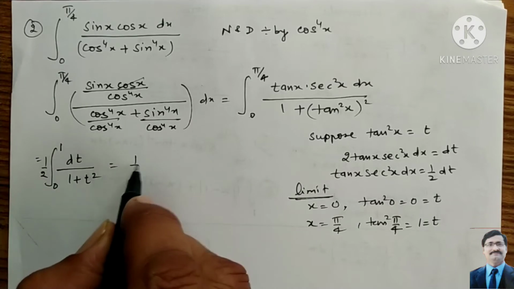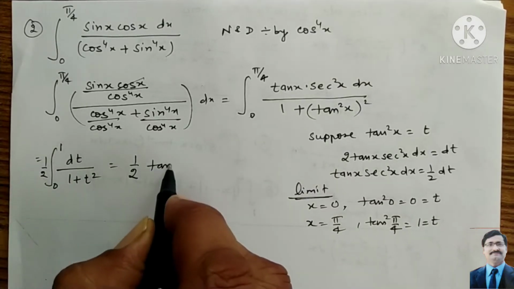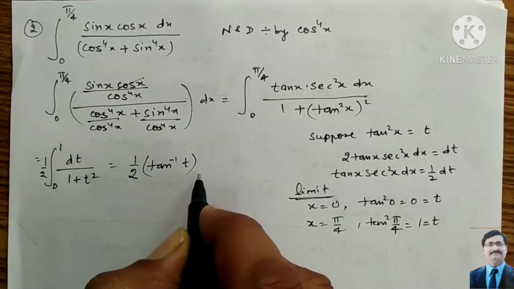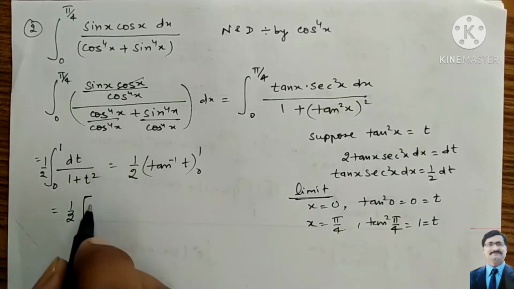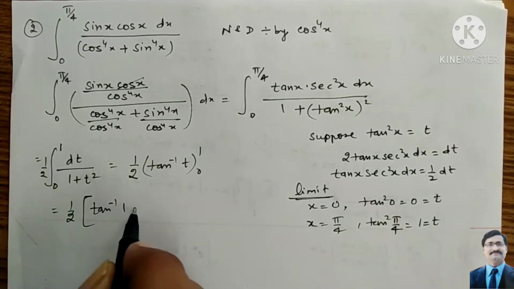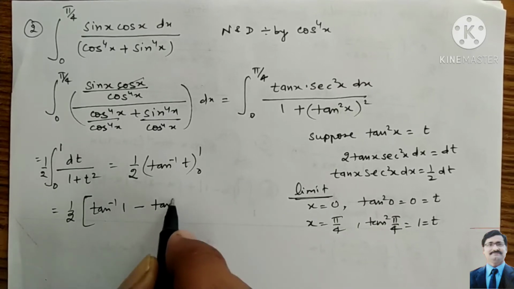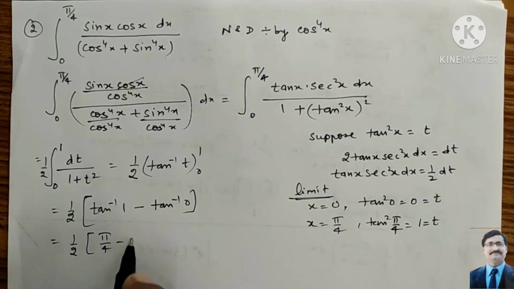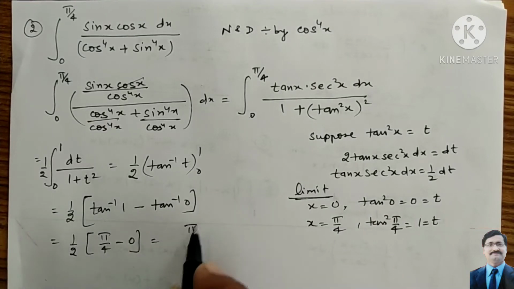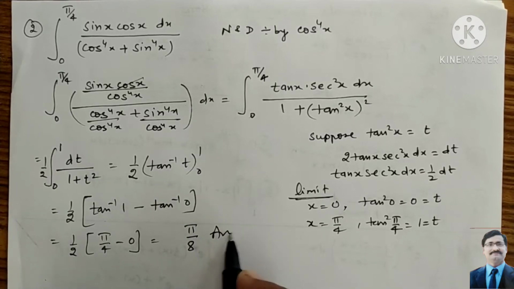This is the formula for 1 upon 2 tan⁻¹ t. Okay, and here with limits 0 to 1 we put in the place of t: 1, minus tan⁻¹ 0. And tan⁻¹ 1 we know already, this is π/4, and minus 0, so the answer is π/8. This is our answer. All of you understand this?